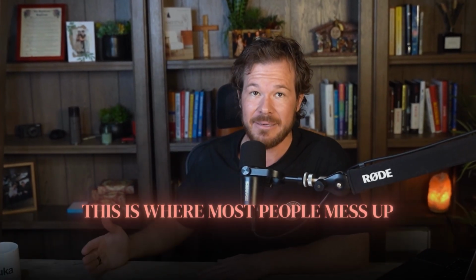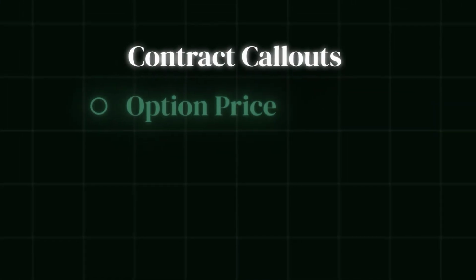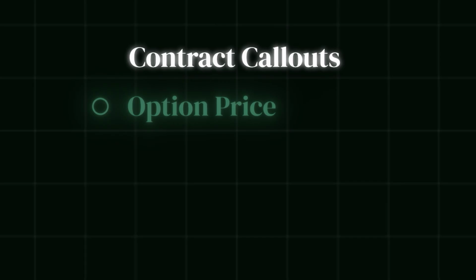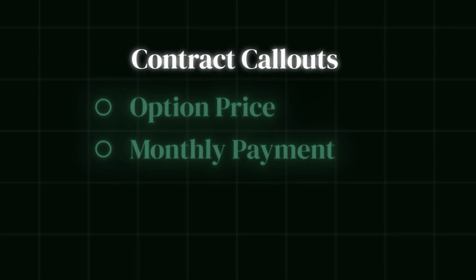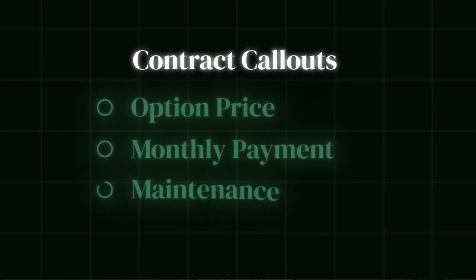Structure the deal. How do you structure the deal with the property owner? This is where most people mess it up. There are some key terms to negotiate. One, option price. What will you pay when you exercise your option to buy? Monthly payment. What will you pay to the seller every single month? And who handles maintenance and repairs?